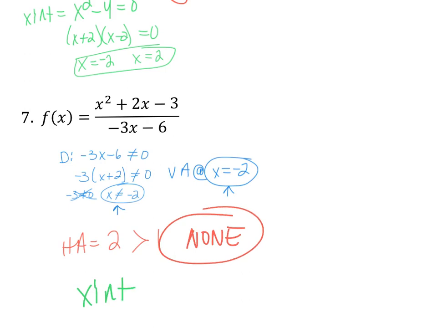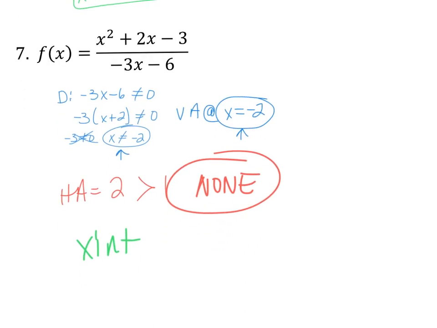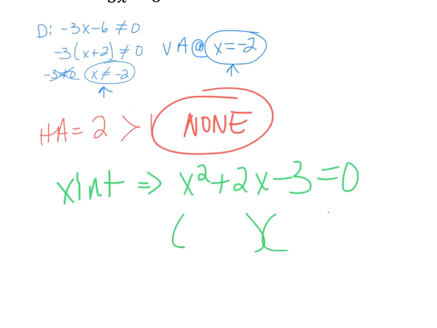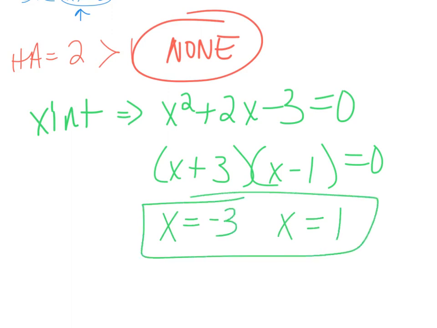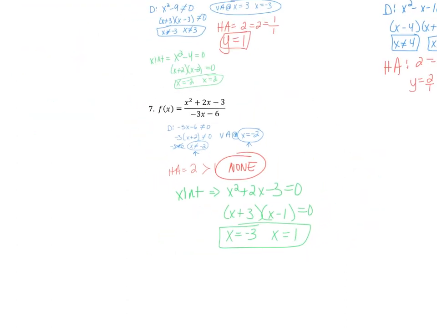Now, x-intercepts. How do I find x-intercepts? Numerator equal to 0. So x squared plus 2x minus 3 equals 0. Factors of negative 3 that multiply to give me negative 3 but add to give me 2. X plus 3, and then x minus 1. So x-intercepts are at x equals negative 3 and positive 1. That means the graph will cross the x-axis how many times? Okay, good. That makes me feel a lot better, guys.